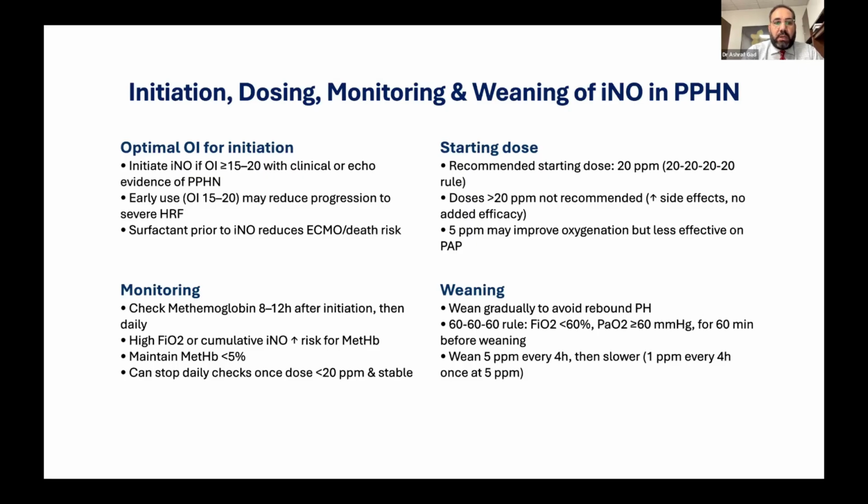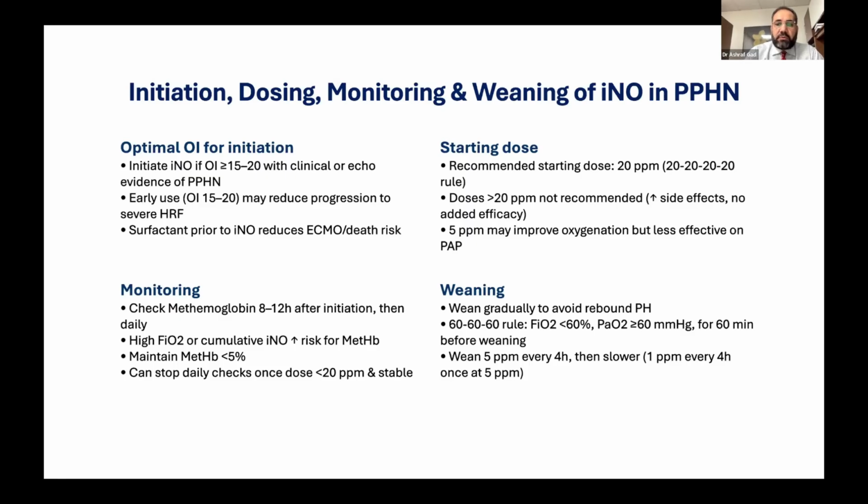As we mentioned, once those babies respond to nitric oxide, they usually need it for a couple of days. Try not to drag on nitric oxide and be proactive. Once you reach maybe FiO2 of 60, some units use 50%, or PO2, if you have an arterial line, of more than 60 for 60 minutes, the rule of 60, then you can start weaning nitric oxide.